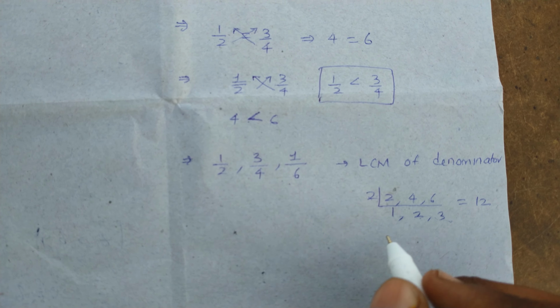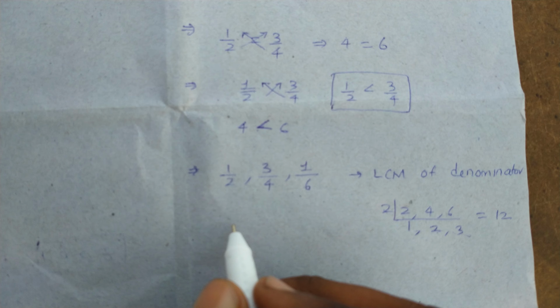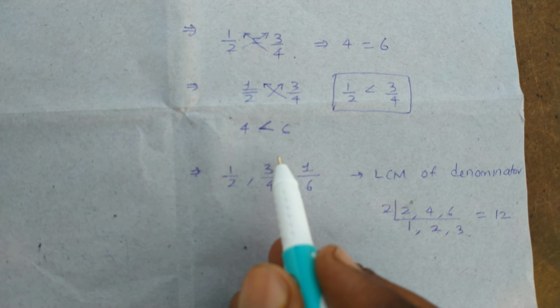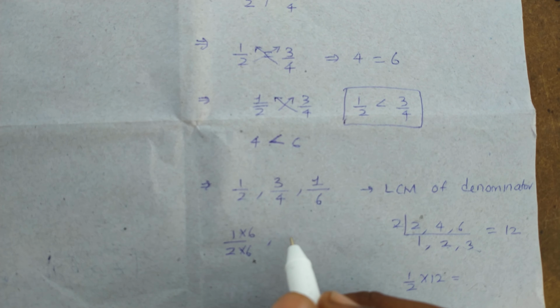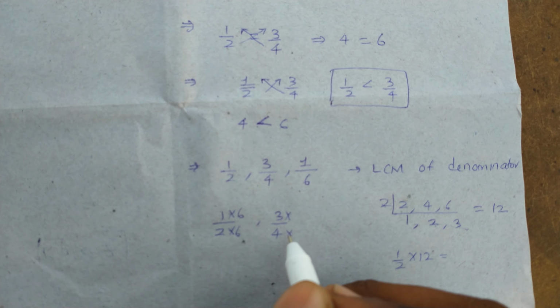Now you have to take 12 in each term. You have to convert these fractions in such a way that you get 12 in the denominator. For 1 by 2, what do you have to multiply in order to get 12? 6, right? So 6 for the first term. In a similar manner, for 3 by 4, what do you have to multiply in order to get 12 in the denominator? 3, right? So here also 3. For 6 you have to multiply by 2, so that you will get 12 in the denominator.